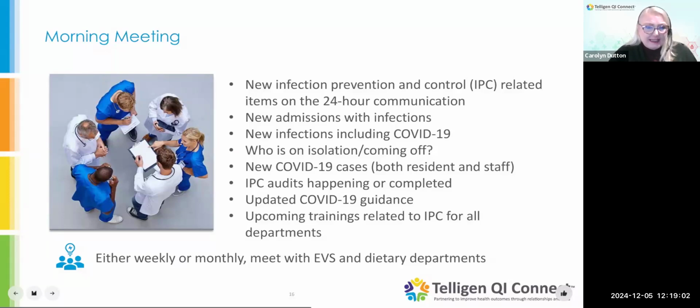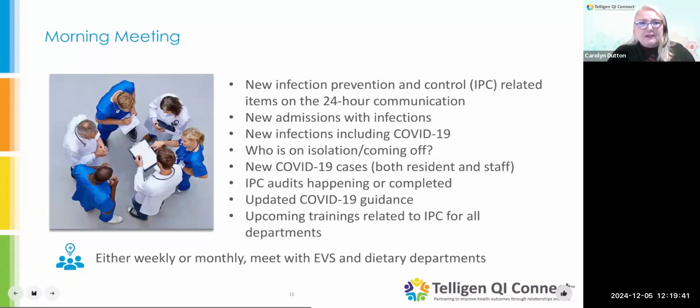This is just an example. You could take your logs, maybe your laptop, anything that you use for tracking. You might want to take those things to your morning meeting with you. And if there's something to report on, or if maybe there's questions about something that's going on as far as infection prevention and control. Also, be prepared to report on any new infection prevention and control related items that you found on the 24-hour communication. Any new admissions with infections, those new admissions or new infections, including COVID-19.